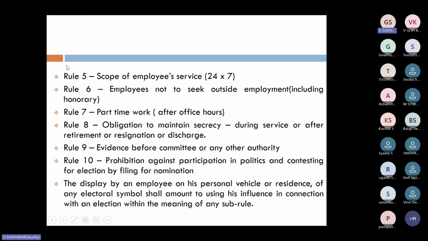So those are all misconduct under rule number 4. One of the questions may be asked like this: one of the following is not a misconduct under rule number 4. So you have to identify which one is not spelled out as misconduct. You have to identify that one.